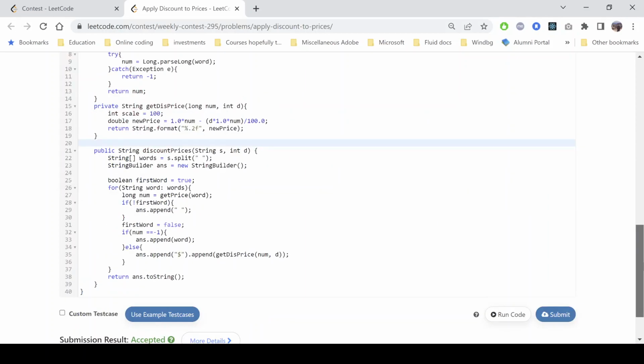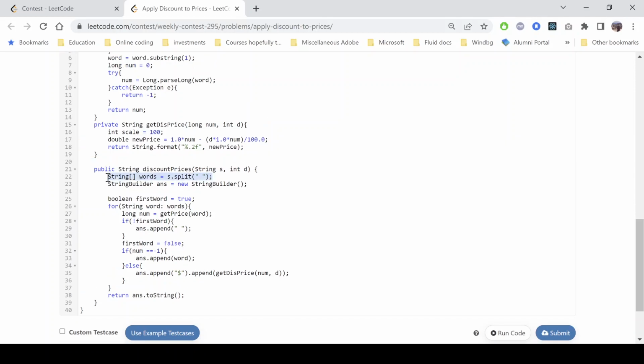So this is the first function we have. What we do is that we split the string into words, right? So here we have different words. I have taken a string builder so that we can compute our final answer in a single traverse only while we are doing other stuff. Now we have taken a boolean first word. Now this is just a way so that we append a space for all the words except the first word. So yeah, that's not a big deal here.